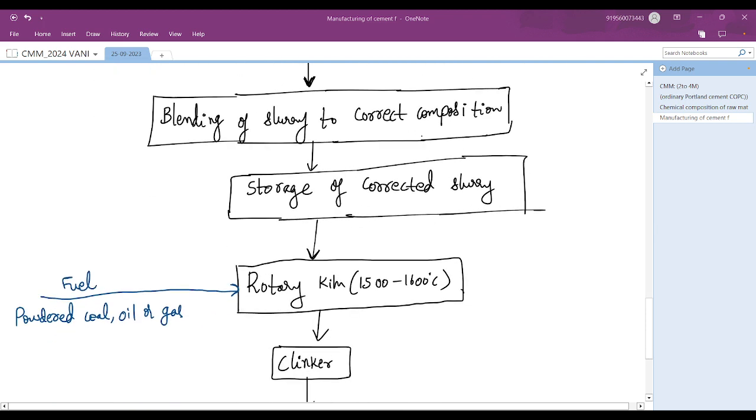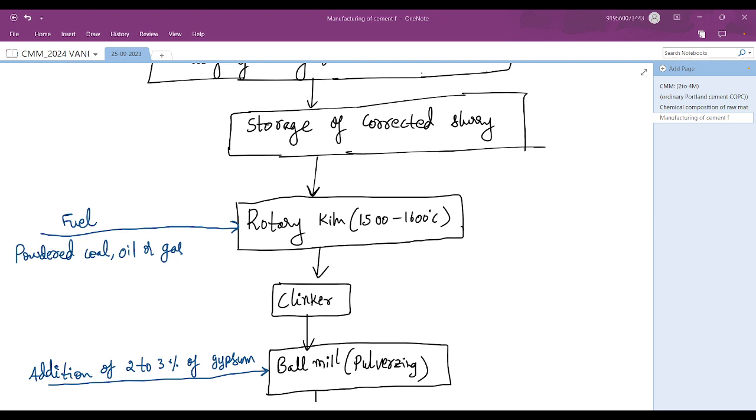After blending that corrected composition of the slurry, we heat it in the rotary kiln by making use of a fuel in the form of powder coal, oil or gas. Then clinker is formed.